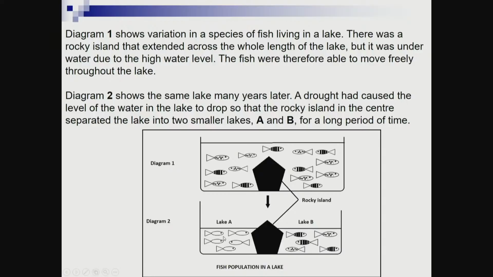Those in one lake don't have spots, those in the other have spots and stripes, and the two populations, lake A and lake B, are different from one another. If we bring them together again, they cannot interbreed and produce fertile offspring, so they are different species. Lake A and lake B have different species.